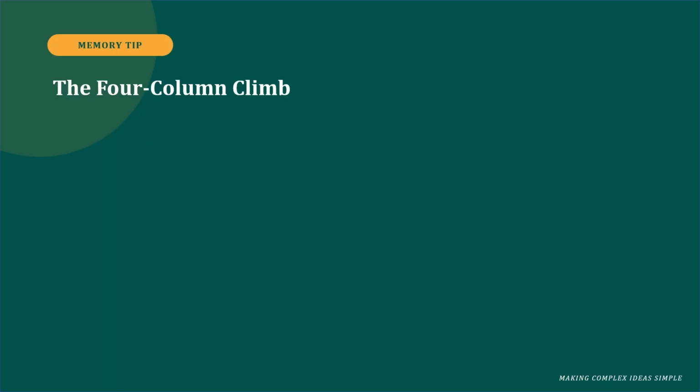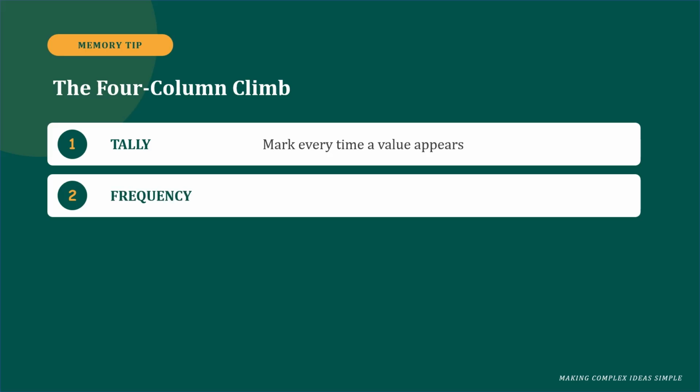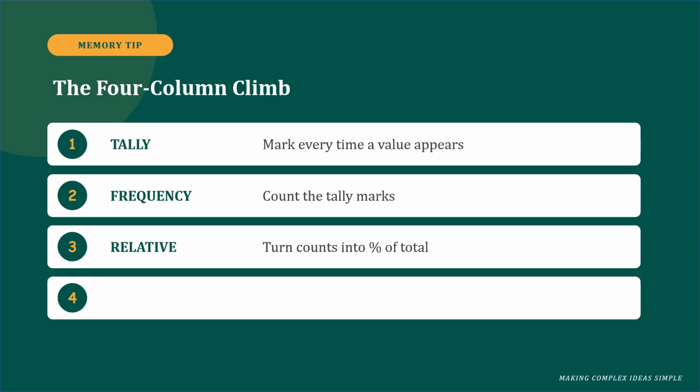Here's how to remember the whole process: the 4-column climb. Tally, mark every time a value appears. Frequency, count up those tally marks. Relative, turn the counts into a percentage of the total. Cumulative, add a running total as you climb through the classes. Tally, frequency, relative, cumulative. Every frequency table you'll ever build follows that same climb.